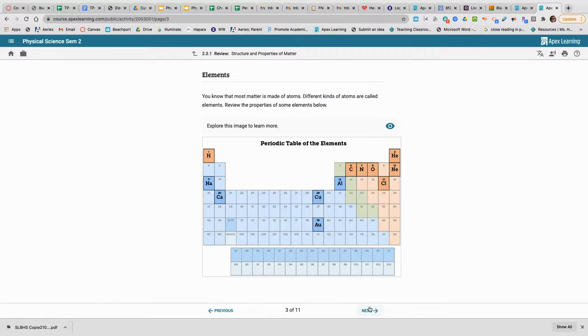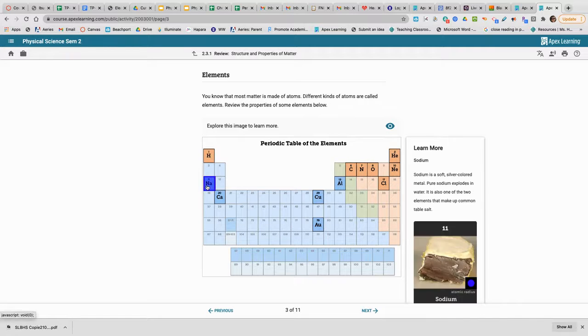All right, so in looking at elements, different kinds of atoms are called elements, and this little chart here reviews various elements on this periodic table. So if you click on one of these, you'll get information about it. This is sodium. It's a soft silver-colored metal. Pure sodium explodes in water. It's actually interesting to look at if you look up some videos of sodium exploding in water.